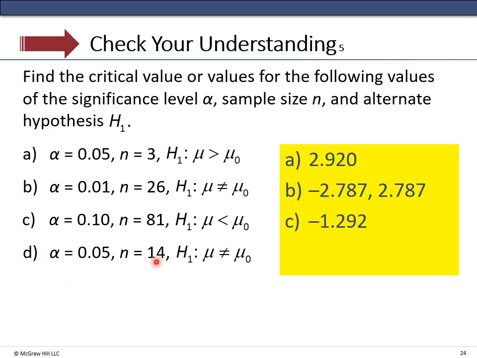Okay, here again we have 14 sample size, so 13 degrees of freedom, 0.05. It's two-tailed, so we take half of this, so it's 0.025. So go over to 0.025, and you should find 2.16, and of course it's plus and minus that value.